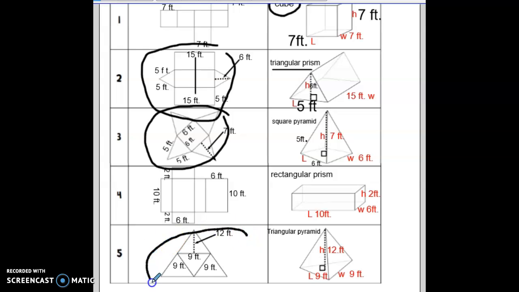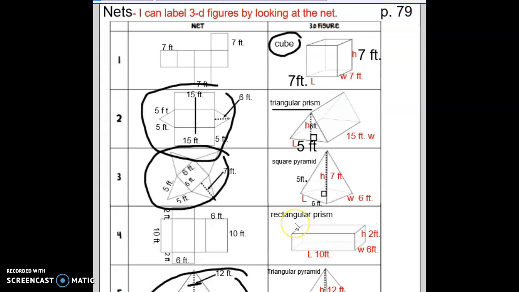And the last net, the lateral faces are these three. They would be around the middle when you folded it up, and they are triangles. Therefore, it is some type of pyramid. When you look in the middle, you see a triangle, so it is a triangular pyramid. Make sure that you are following all the directions and that you're doing your very best to put this information into your notebook.